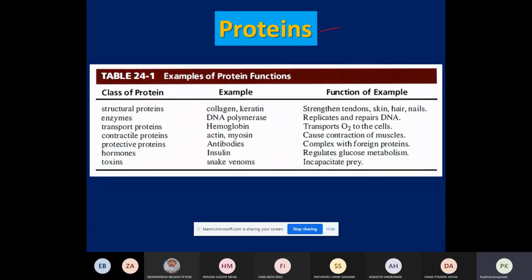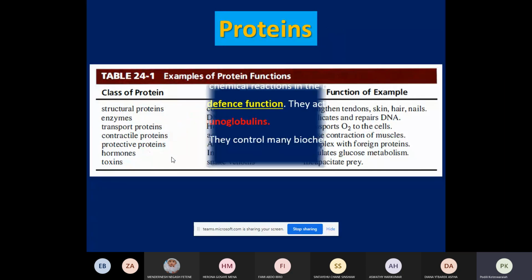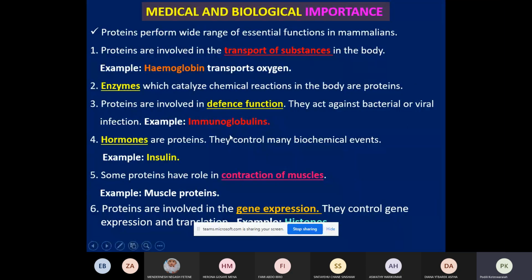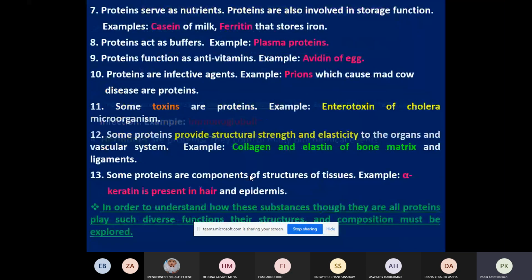So that is the meaning of the proteins, and we have already said that the proteins have many functions. They have the structural role, the defense mechanism, transport function, contractile function, and some proteins are hormones. Some toxins are also proteins in nature. So this we have already explained in detail in the first module. We can go through this later.